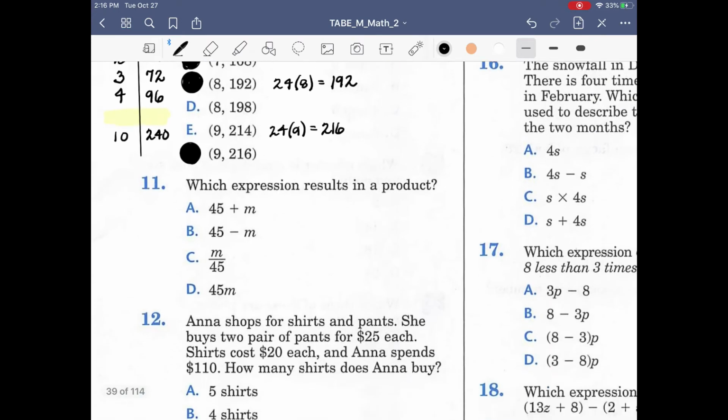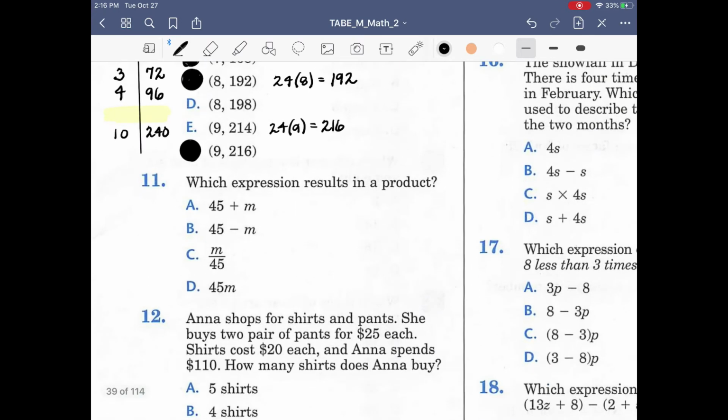Number 11. Which expression results in a product? Product is the answer to a multiplication problem. So that will be D.